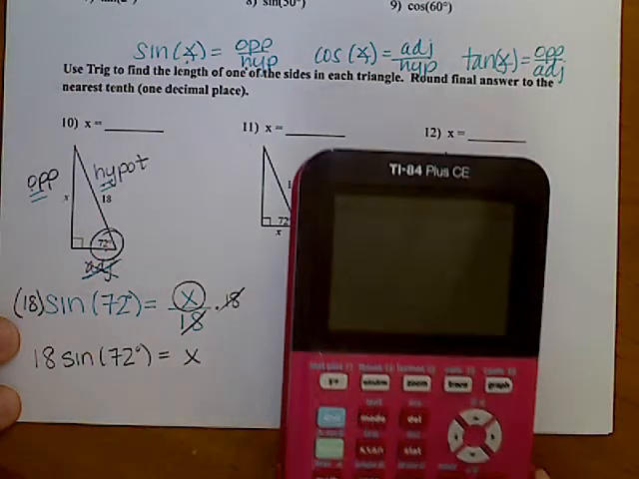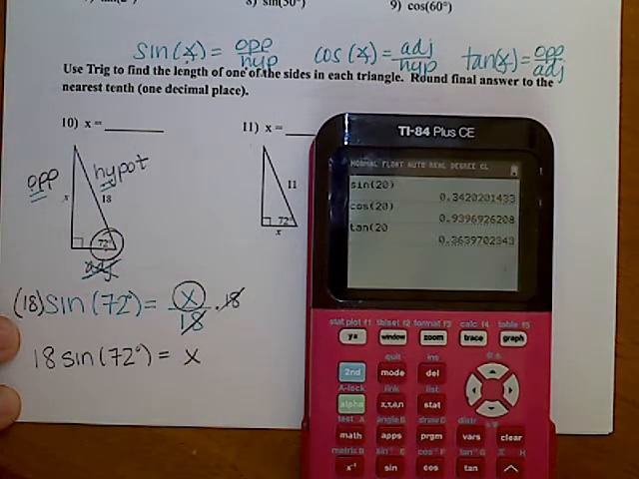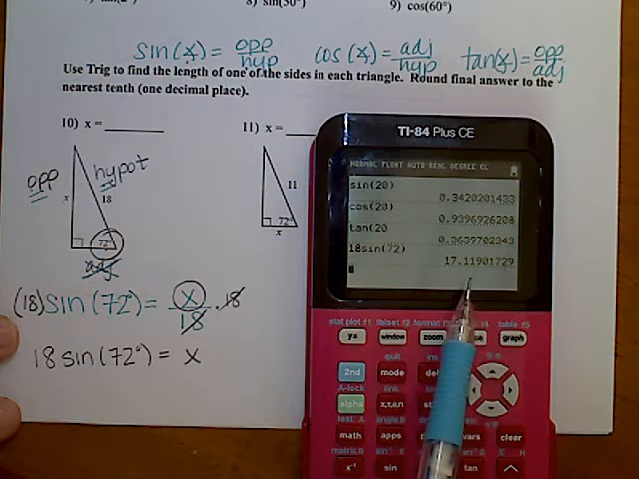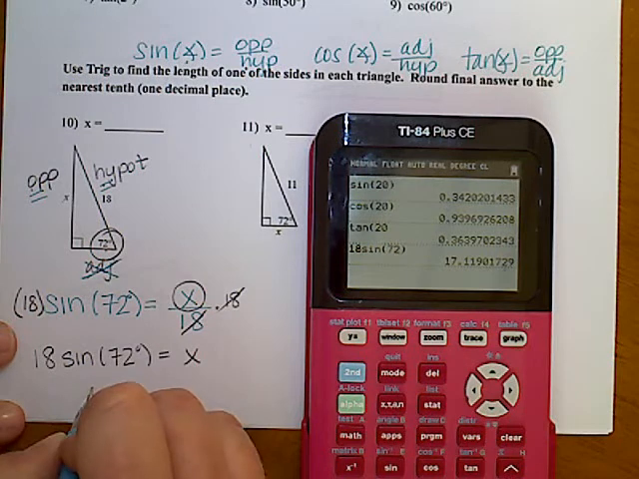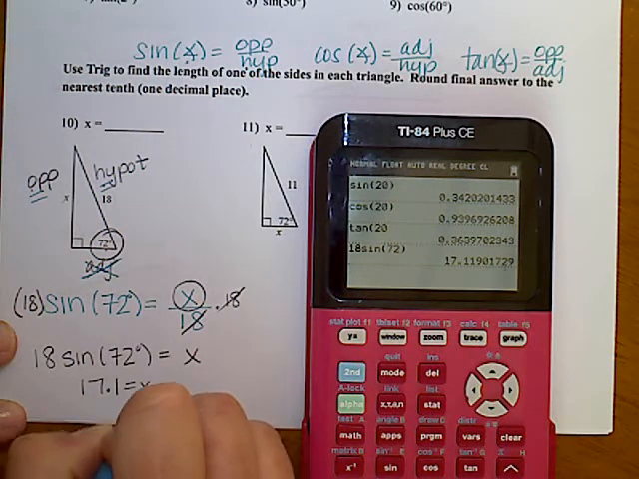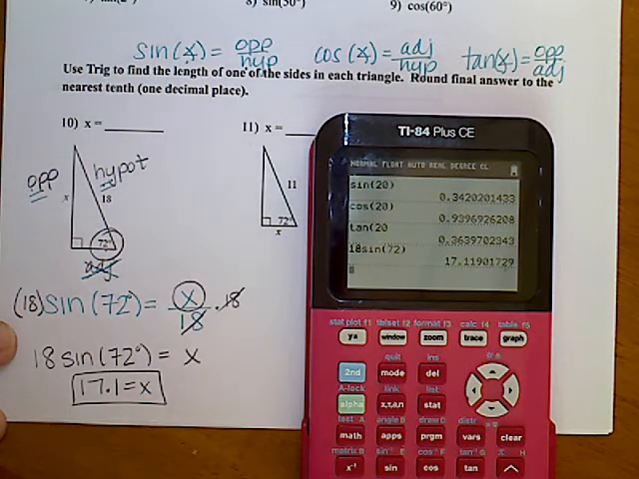And depending on the type of calculator that you have, we can just input all of this in here. 18 times the sine of 72, and that gives me an answer of 17.119. And in the directions, it's asking me to round to the nearest tenth. So I'm going to say this is equal to 17.1. And what you just found is that the side length opposite a 72-degree angle in a right triangle that has a hypotenuse of 18 is approximately 17.1. I'll give you a moment to kind of digest that a little bit.